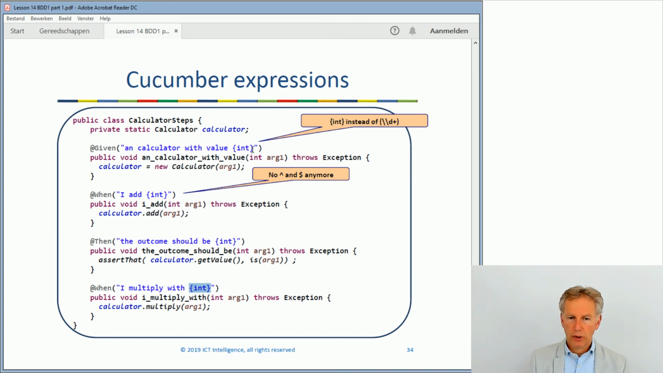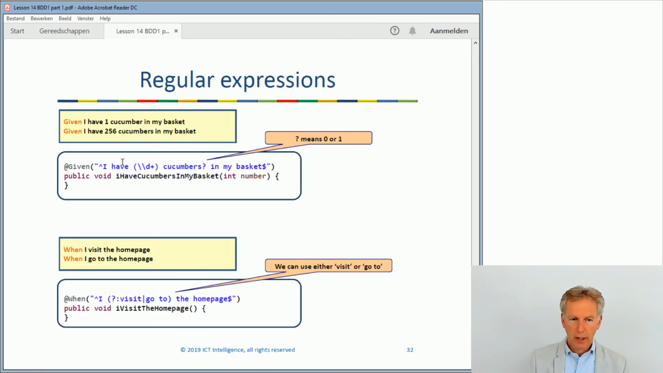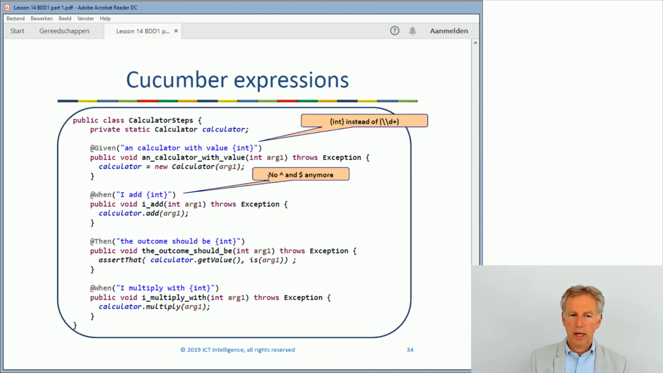The difference is, this only works if you don't start with that special character and end with a dollar. You don't have that here. So here, this special character and a dollar, that's where you start and where you end. You cannot use that if you use these expressions with int or string or float. Otherwise it doesn't match. This works fine too.